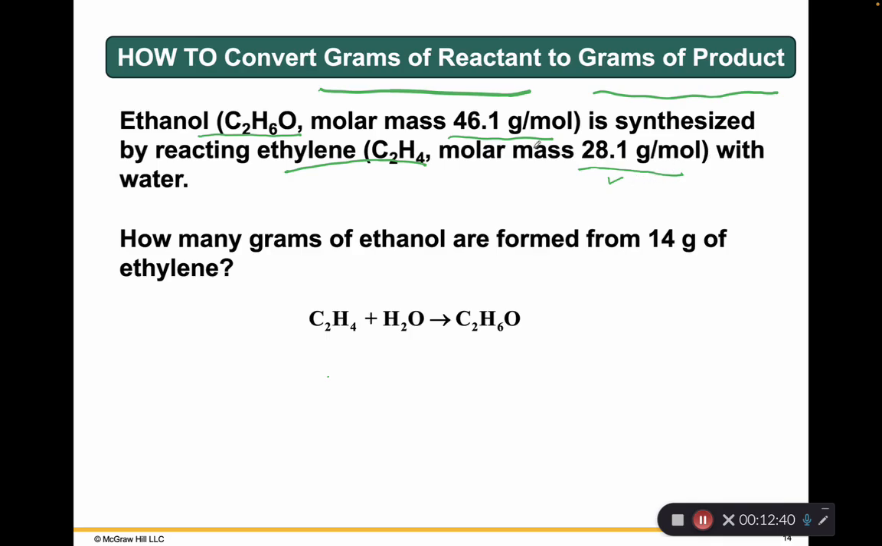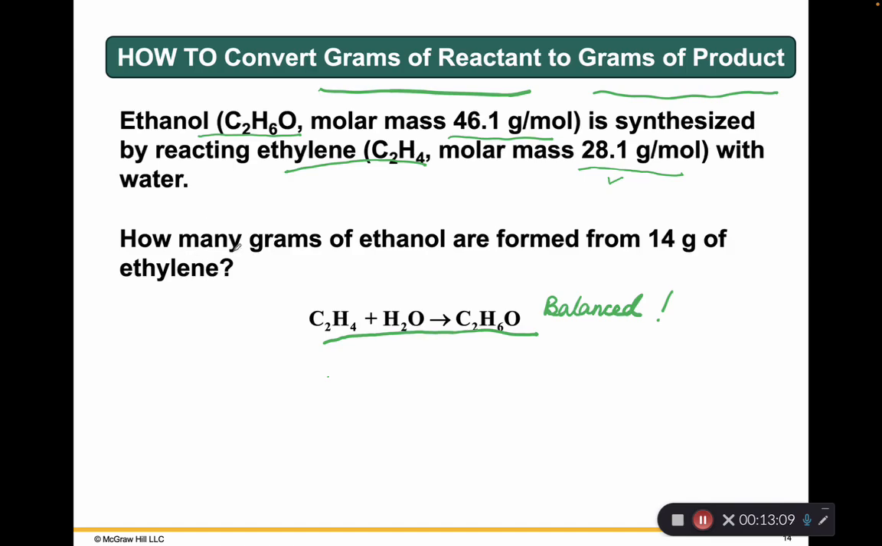Now, by reacting ethylene with water, the equation is given here. In all such questions, the equation is very important. And the equation should also be balanced, because only if the equation is balanced do we have correct mole ratios between the reactants as well as products. So it has to be balanced, and luckily, this equation is already balanced here.